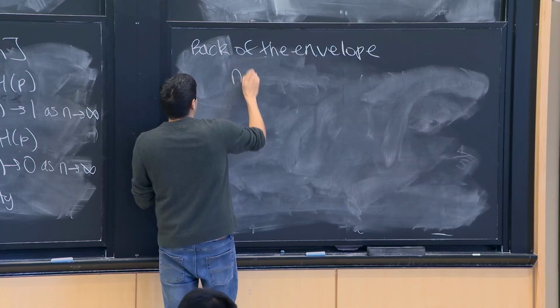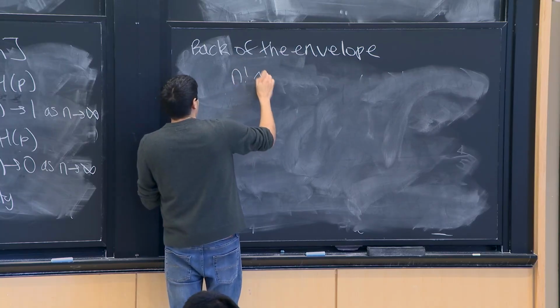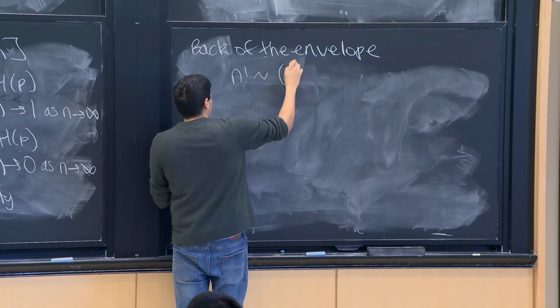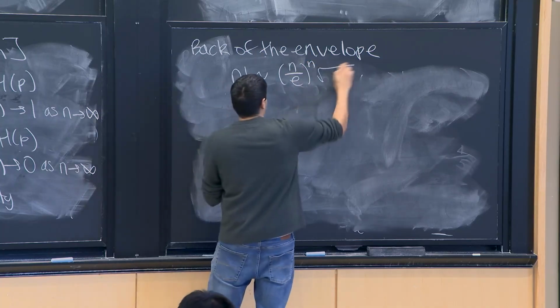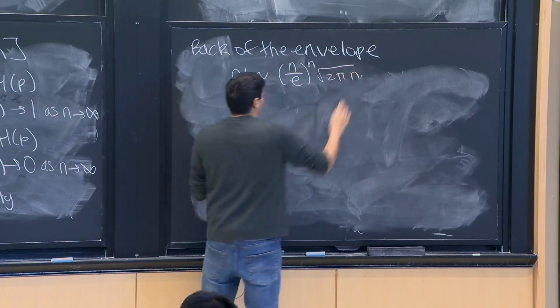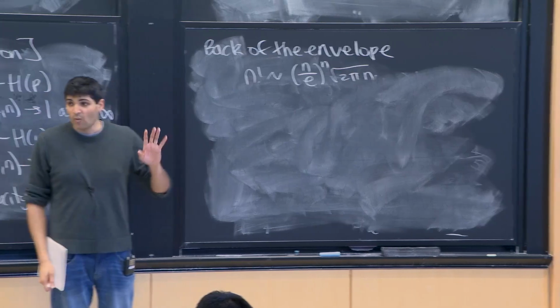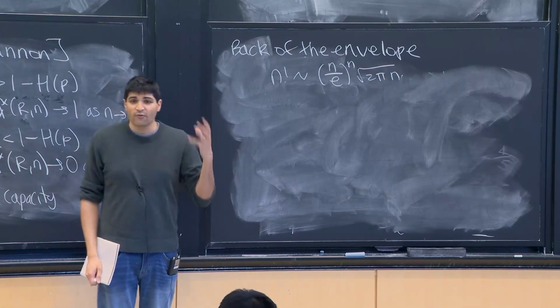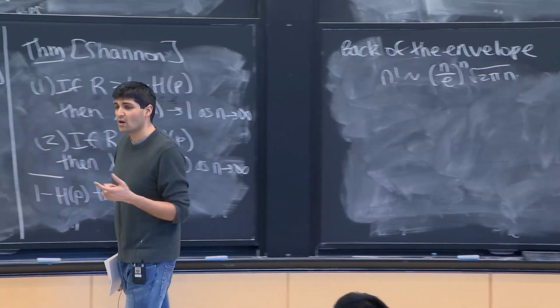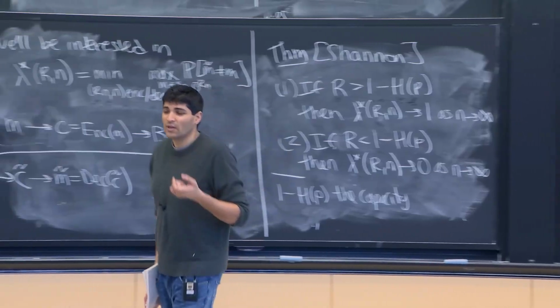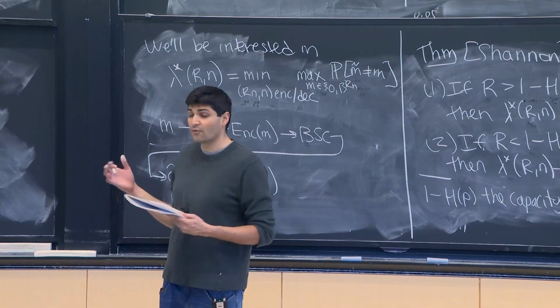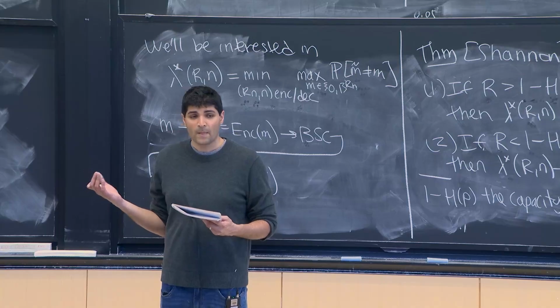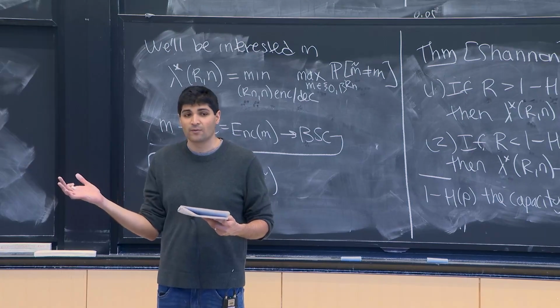So we know from Stirling's approximation that n factorial behaves like (n over e) to the n times square root of 2 pi n. Now I'll tell you right now, what I want to do is I want to figure out what the size of the rings are. So I want to use Stirling's approximation to figure out some sort of expression for a binomial coefficient. And that's where the entropy is going to pop out.